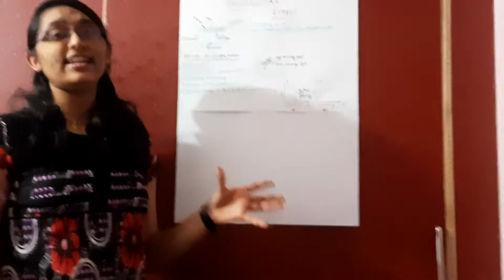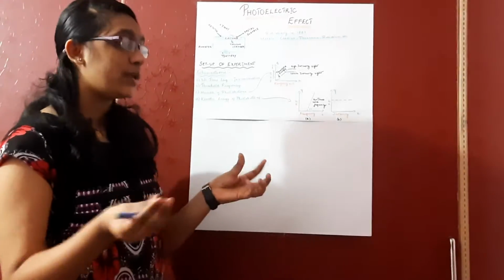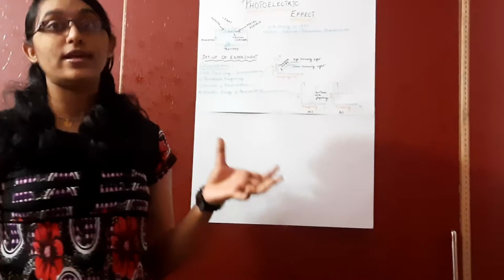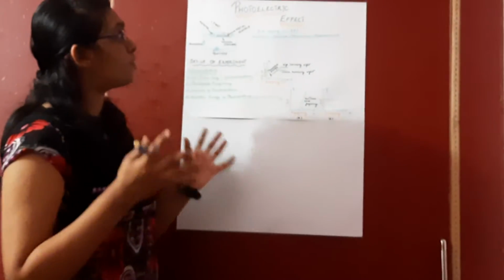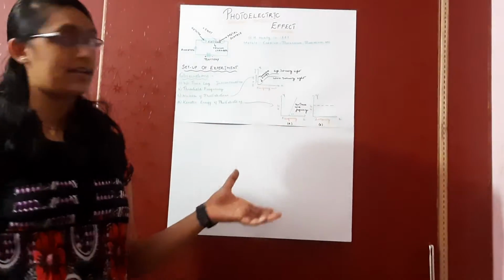H. Hertz in 1887 made an interesting experiment where he found out that when a light ray strikes a neutral metal, it emits electrons, which later came to be known as photoelectrons. Metals like cesium, potassium, rubidium, etc.